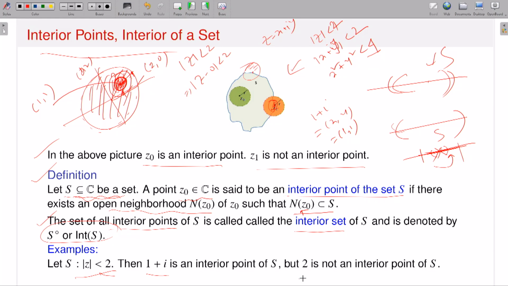However, I am saying the point 2 is not an interior point. Where is the point 2? Point 2 is on the boundary. See, this is the point 2. This is not an interior point. Why?